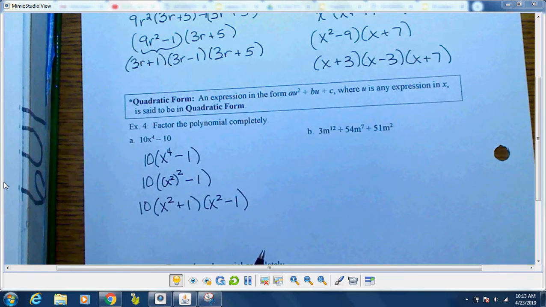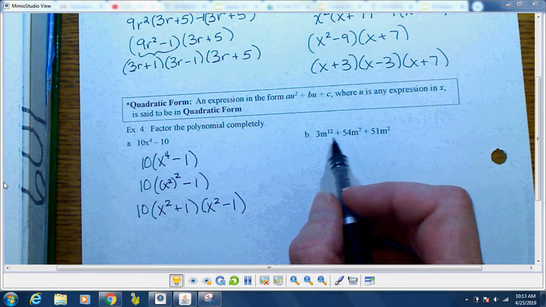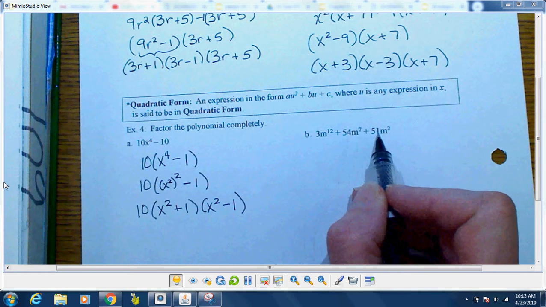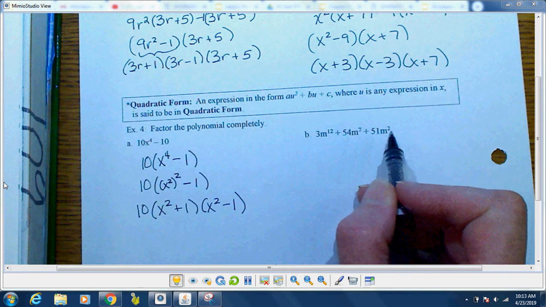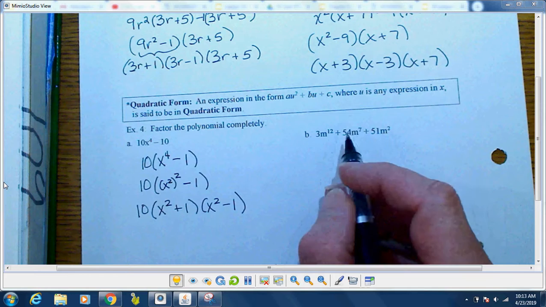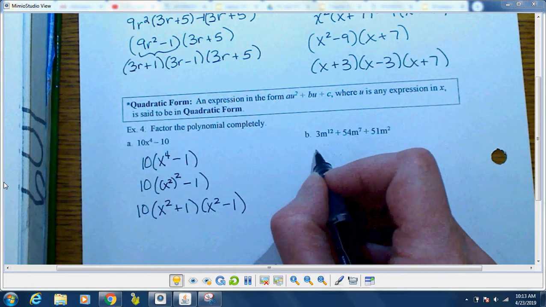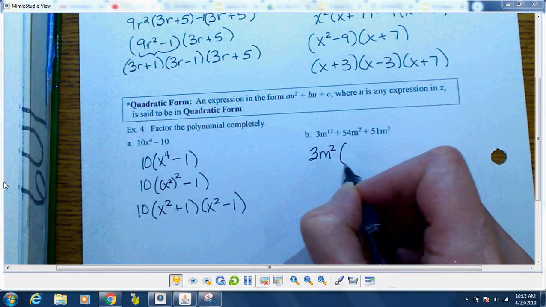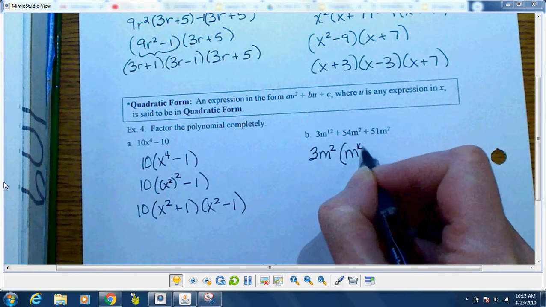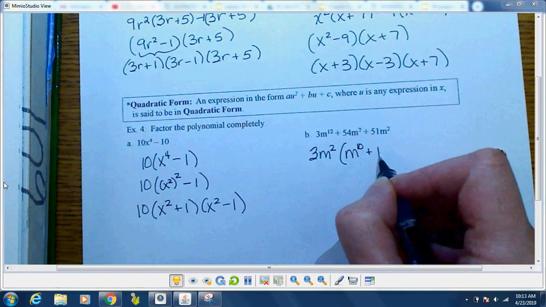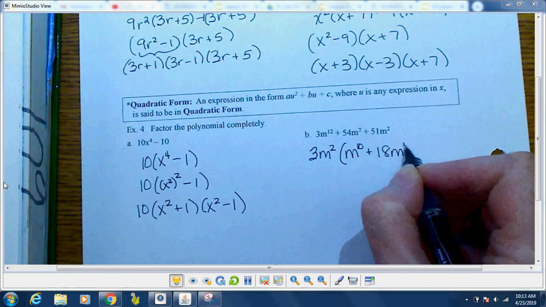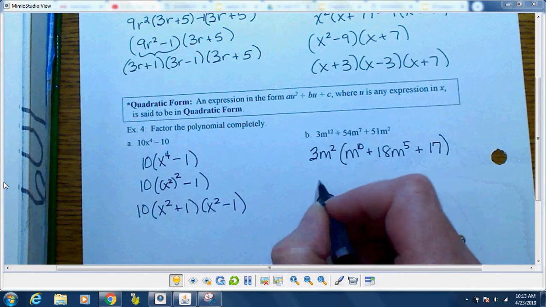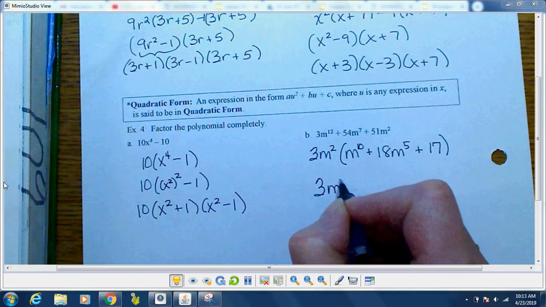Okay, let's do this one here. Let's see what we all have in common. These are all divisible by 3, and we can take an m squared out of all of them at least. So I'm going to take out a 3, m squared, and I'm left with m to the 10th plus 18 m to the 5th plus 17. All right, so I get 3m squared.